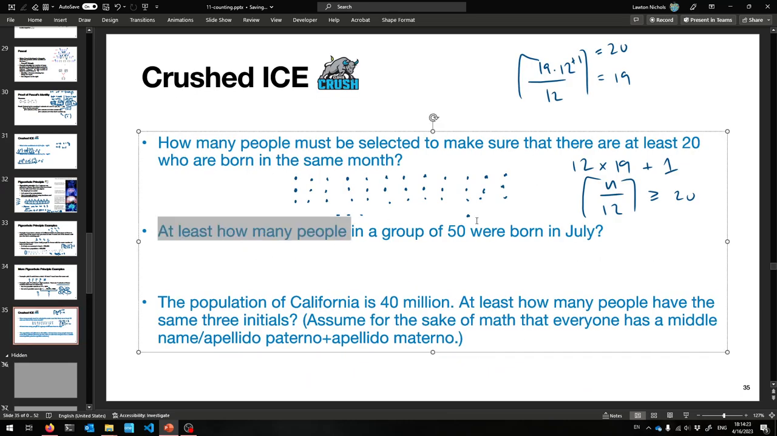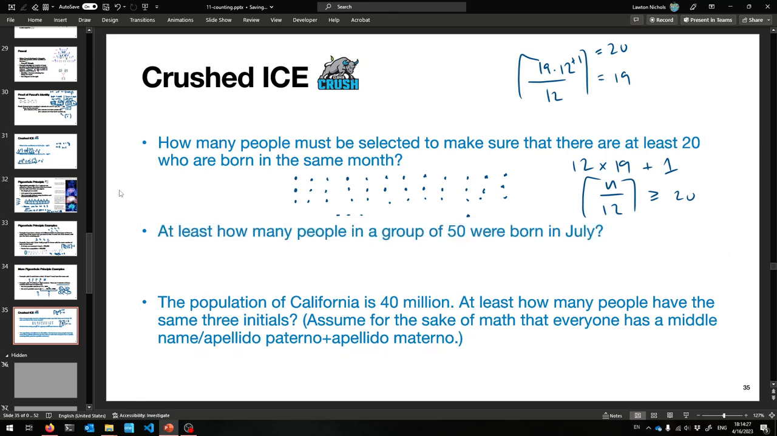All right, here's another question for you. At least how many people in a group of 50 must have been born in July? Did you get it? This one is a trick question. You can take an infinite amount of people, and they might all be born in different months. Do you see that? There is no answer. You have a group of 50 people, there is no guarantee that any of them were born in July.